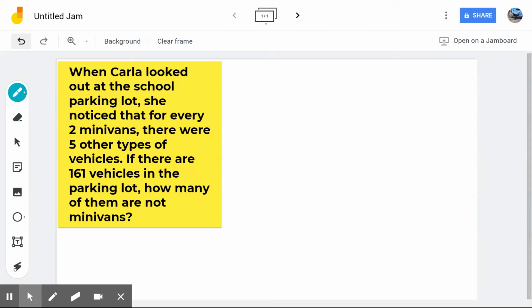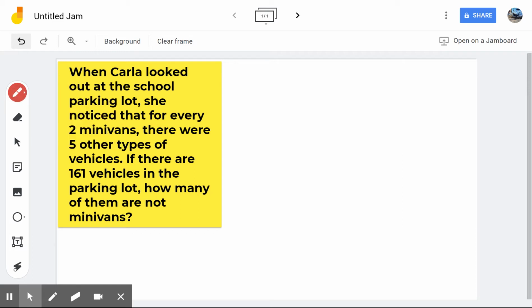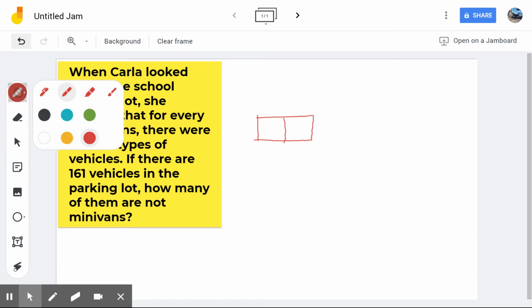All right, guys. So, in response to the exit ticket, I want to represent how to do this visually. Looking at our problem, we know that for every two minivans, so I'm going to use a tape diagram to represent two minivans. It will be two units. Each one would be for a minivan.